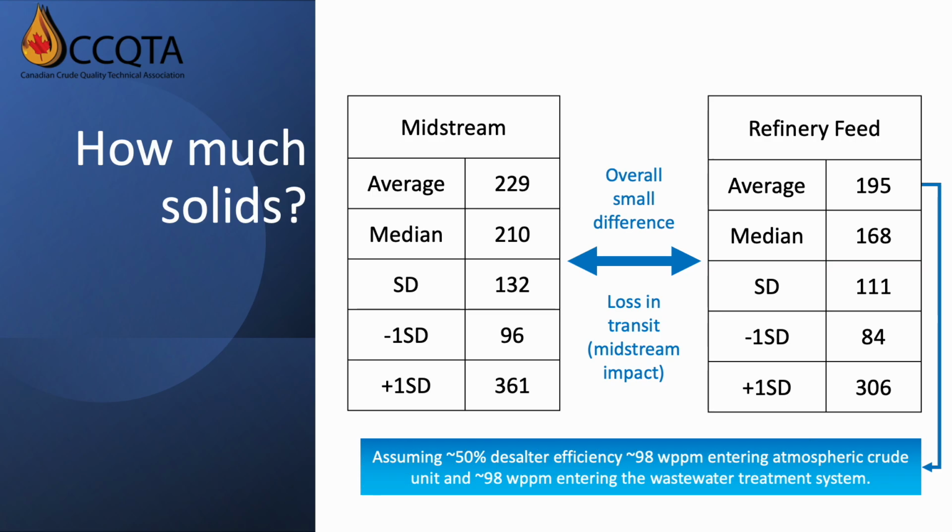At an average of 50% desalter efficiency, that means about 98 weight ppm is going to the crude unit, with another 98 weight ppm going to the wastewater treatment plant. Now that probably doesn't sound like too much, so let's scale that a little bit more. Assuming a 100,000 barrel a day refinery, that means 2 tons of solids go through the refinery every day. Refiners seem to be able to handle that without any problems.